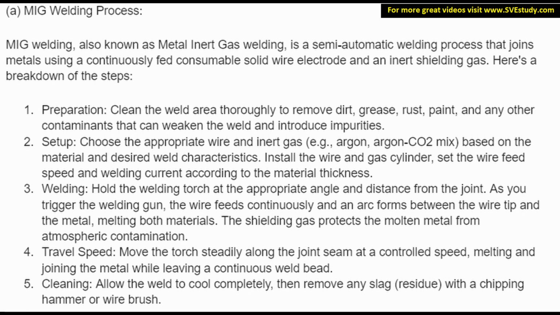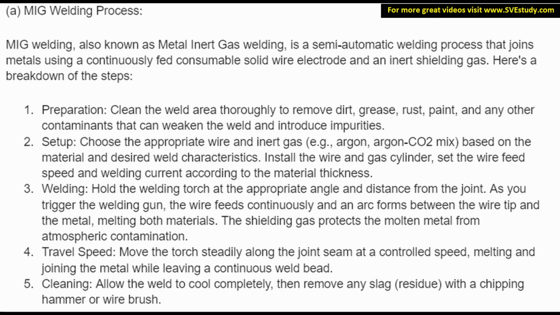3. Welding. Hold the welding torch at the appropriate angle and distance from the joint. As you trigger the welding gun, the wire feeds continuously and an arc forms between the wire tip and the metal, melting both materials. The shielding gas protects the molten metal from atmospheric contamination.